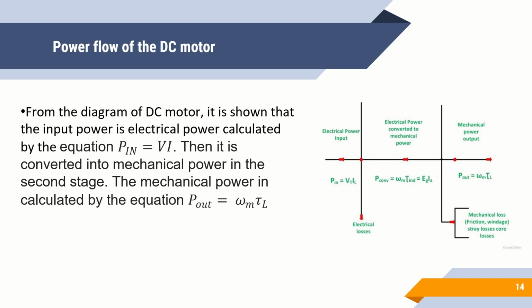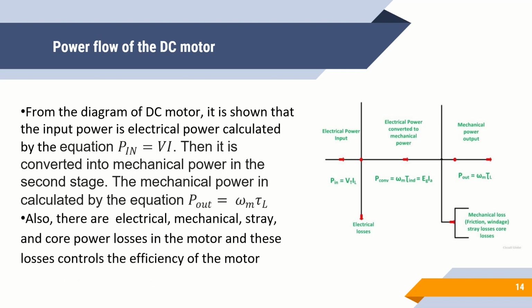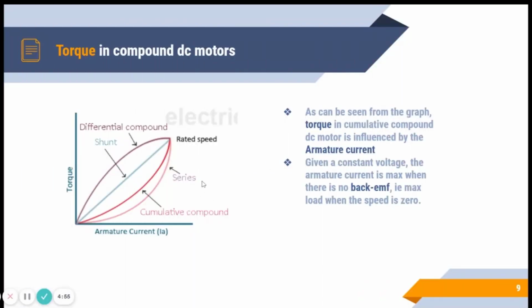You can see that in the graph there are electrical losses between the first and the second stage. Also, there are mechanical, stray, and core losses between the second stage and third stage. These losses control the efficiency of the motor, and if the losses are quite high, the efficiency of the motor will be very low. Then we'll discuss torque in the compound DC motors.